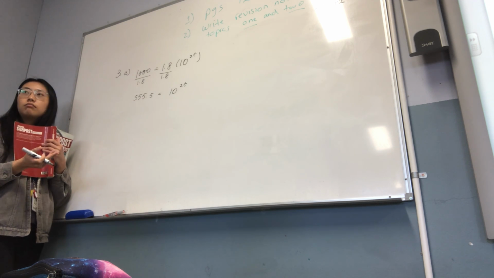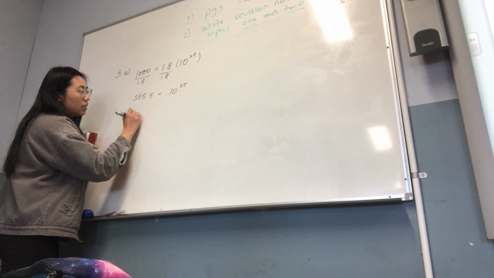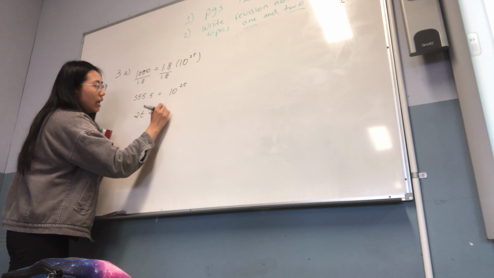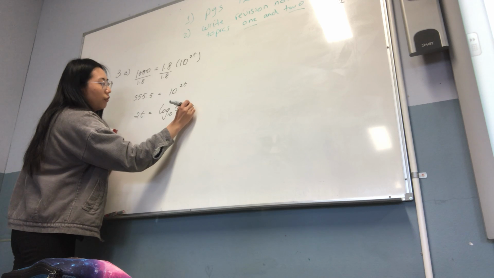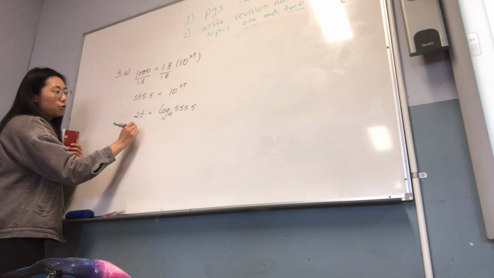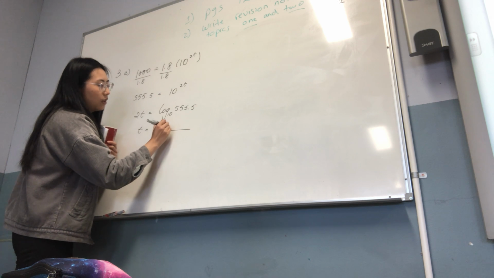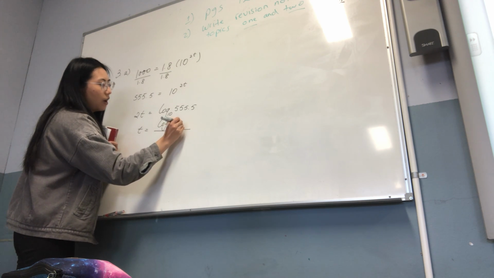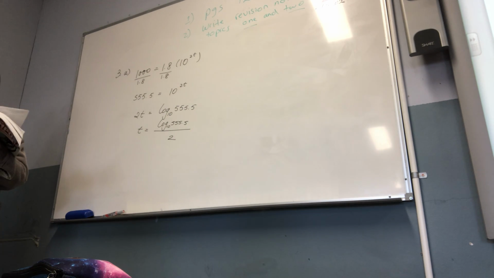And then this is once again just an index equation. You just have to bring 2t down by changing it into log. Right? So 2t is equal to log 10 of 555.5. So now divide both sides by 2. T is equal to log 10 of 555.5 divided by 2. Whatever this is, that's your t. And don't forget to correct to 3 decimal places.